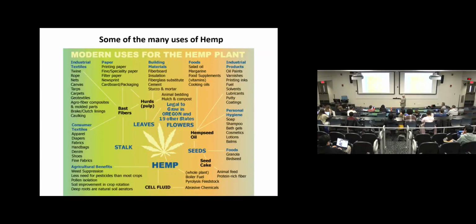So all of these things like putties and coatings, it can also be used, like a lot of other oils, to make things like soaps. So you can have soaps and shampoos and things based on hemp. There's food, so granola and so forth.